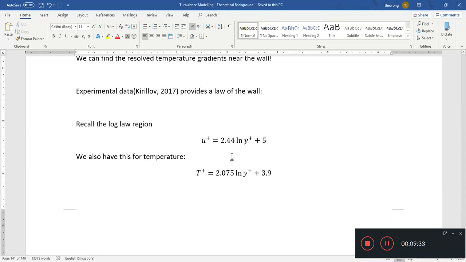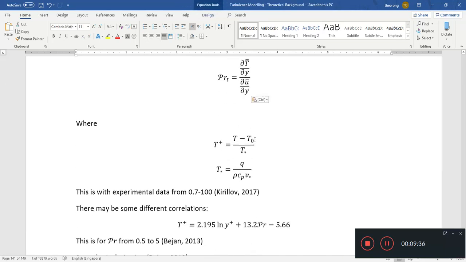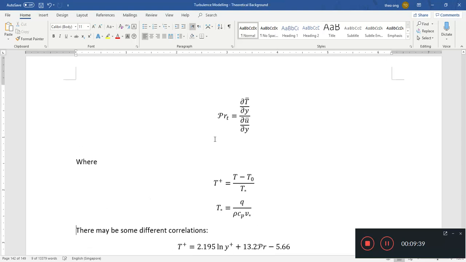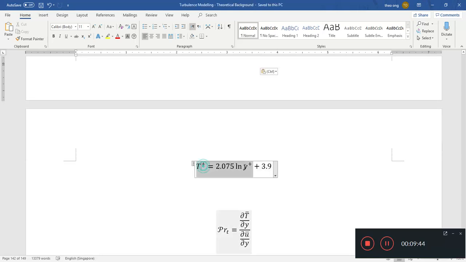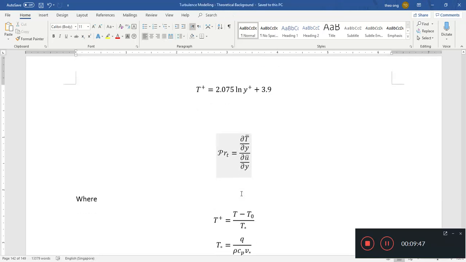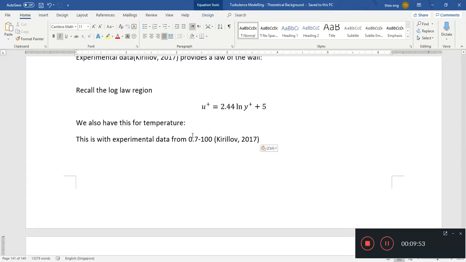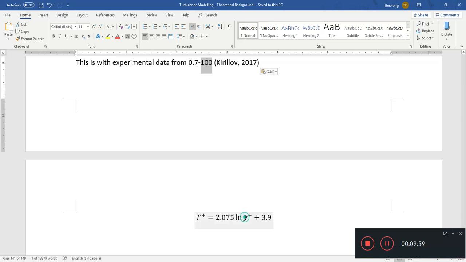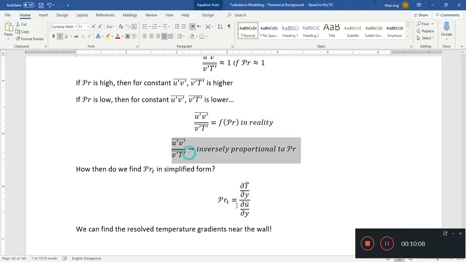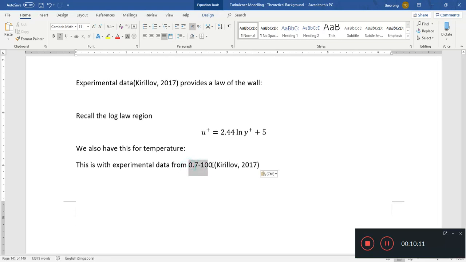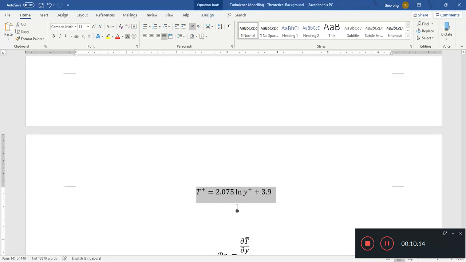Now this is one of the correlations, and it's actually valid for Prandtl number from 0.7 to 100. Then this correlation holds. This is a small range of Prandtl numbers, from order of magnitude 1 to order of magnitude 100. It must take perhaps 1,000 times or more difference for this effect to start kicking in. But from experimental data for this range, you can use this correlation, no problem.